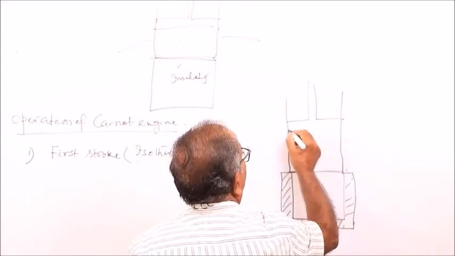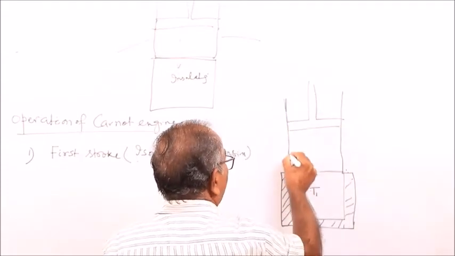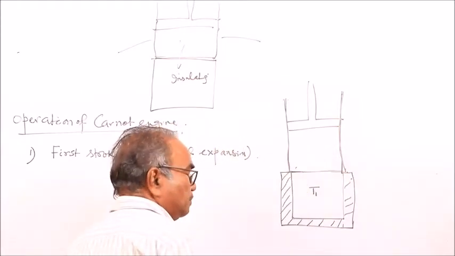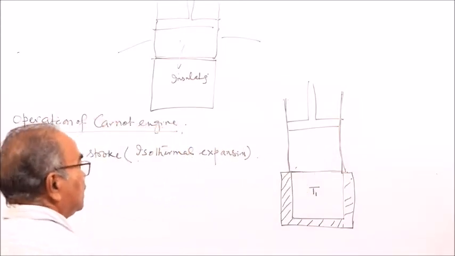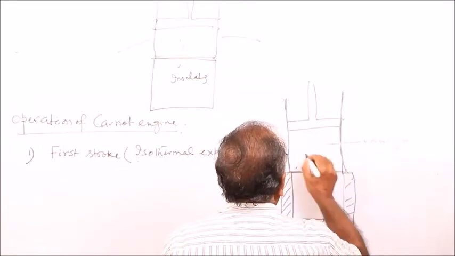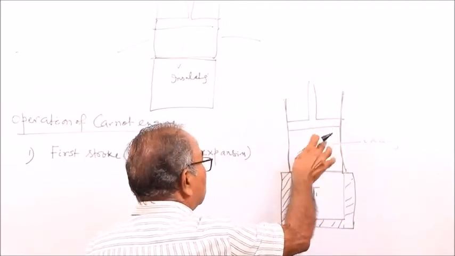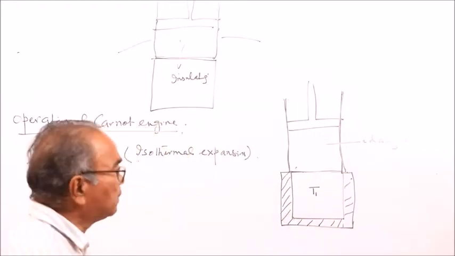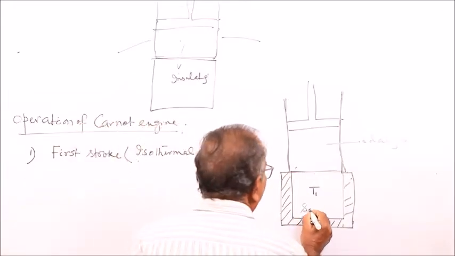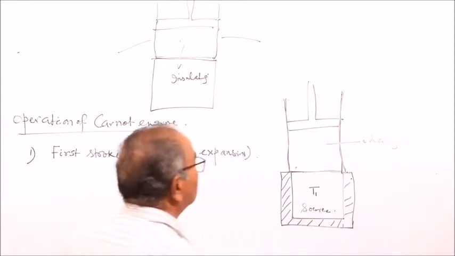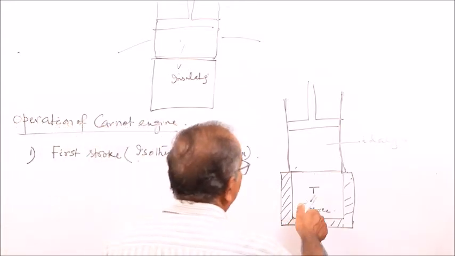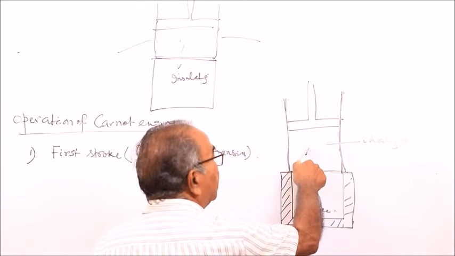These are non-conducting walls, and the bottom of this cylinder is conducting. Here your ideal gas is taken. This cylinder with movable piston is placed over the source. When it is placed over the source, heat flows from the source to the ideal gas.